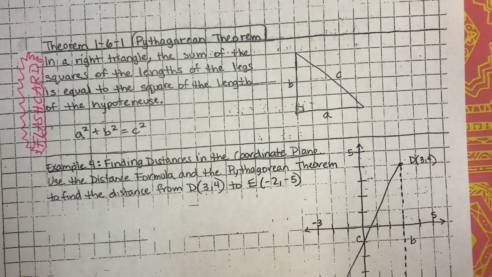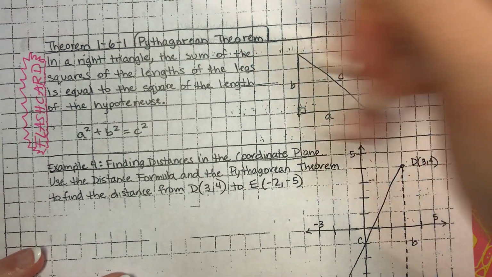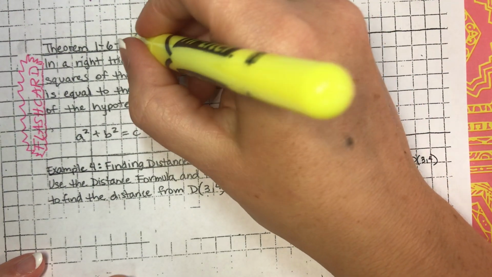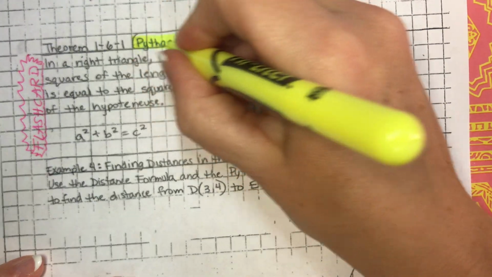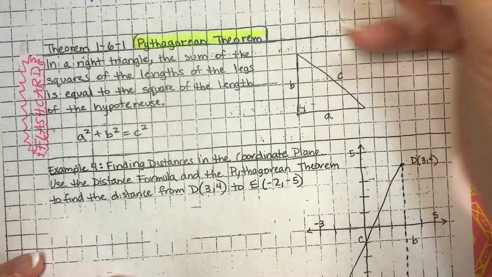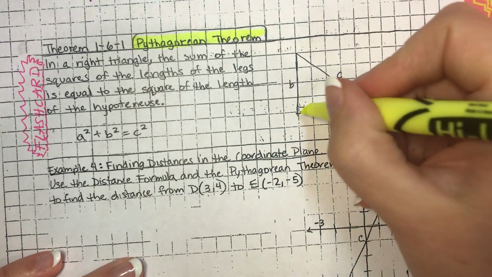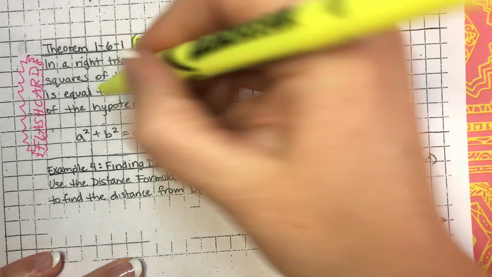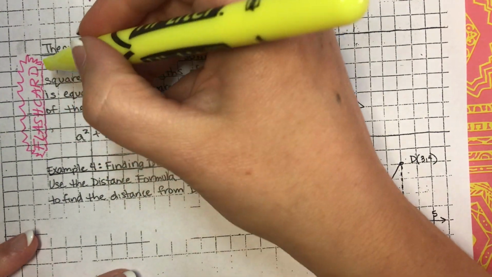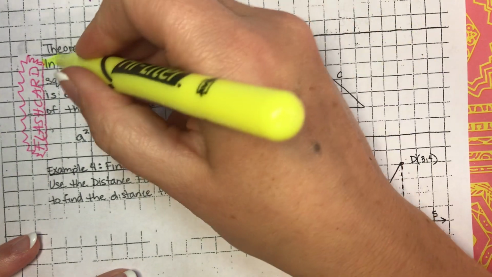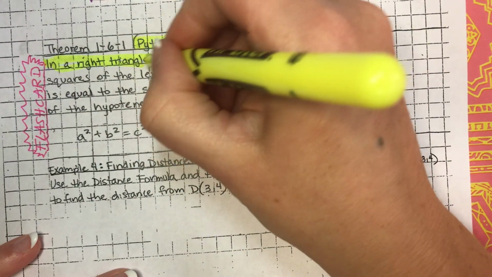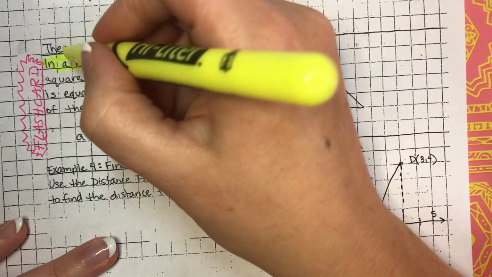So the Pythagorean Theorem is this. In a right triangle, okay, so that's super duper important. This little thing right here means it's a right triangle. It has to be a right triangle. This only applies to right triangles. If you have another triangle that's not a right triangle, this doesn't apply. So only a right triangle.